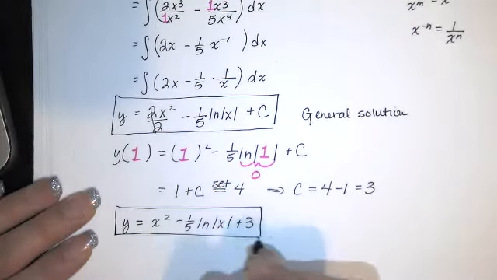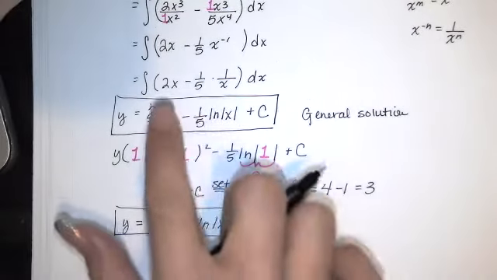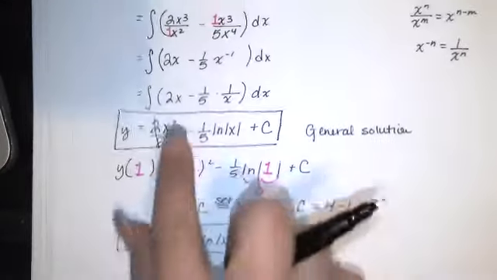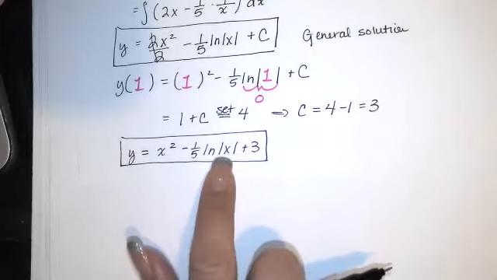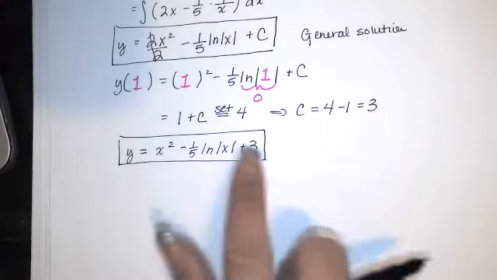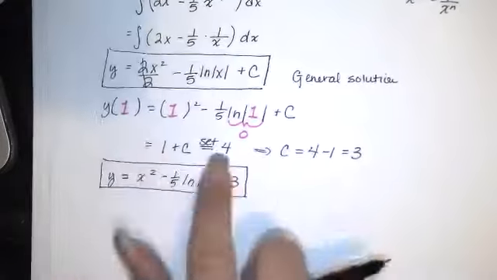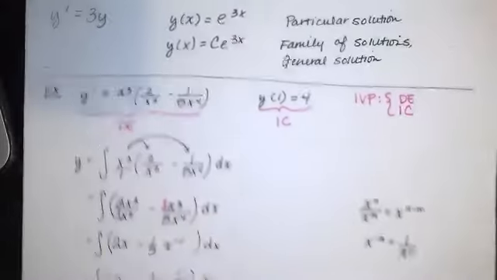If I take the derivative of this, I get this, and I can show through algebraic manipulation that this is equal to that over here. And if I evaluate this at x equals 1, I get 1 minus 0 plus 3. So I get 1 plus 3, which is 4. And y of 1 was supposed to be 4. So that's the solution to the initial value problem. Now there's one more thing I want to show you. Let's look at an application problem.